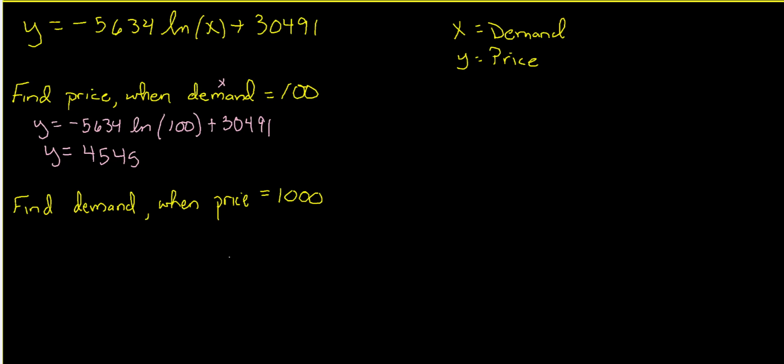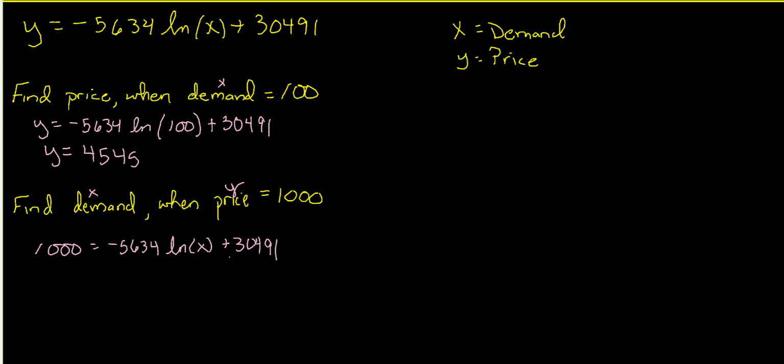Now for the next problem, it says find demand. So we want to find X when price, which is Y, equals 1,000. So let's set up that model. My model is Y equals, so in this case 1,000 equals negative 5,634 times natural log of X plus 30,491.